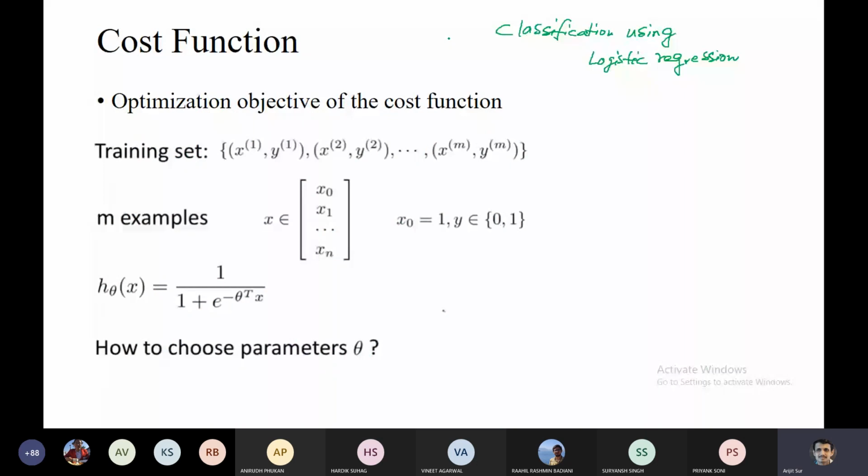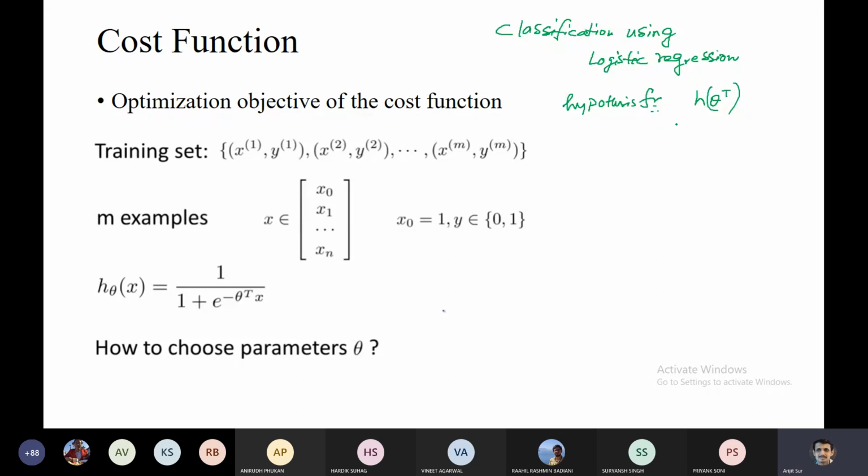Now what we are basically doing here is using logistic regression. What is logistic regression? We define logistic regression in this way. Initially our hypothesis function is theta transpose x, something like that.